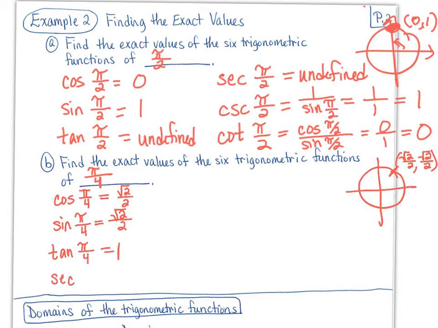What is secant? 1 divided by root 2 over 2. And simplified, what do you get? Square root of 2. Good. You get the square root of 2. Does anyone need to see that written out? Yes.